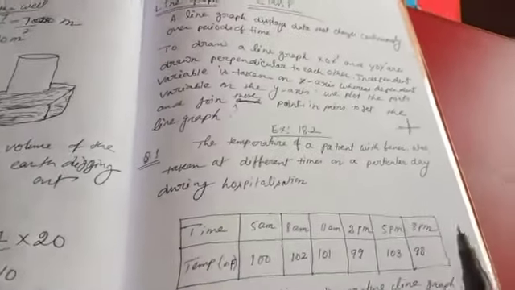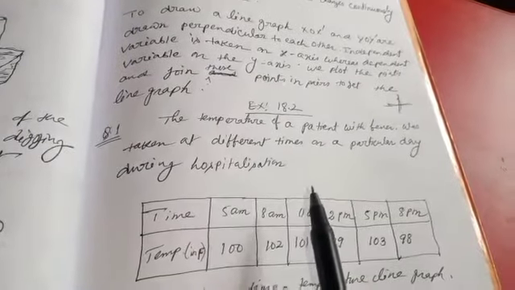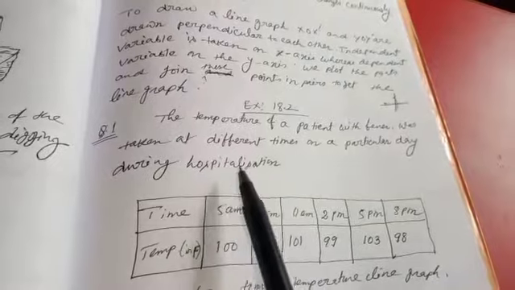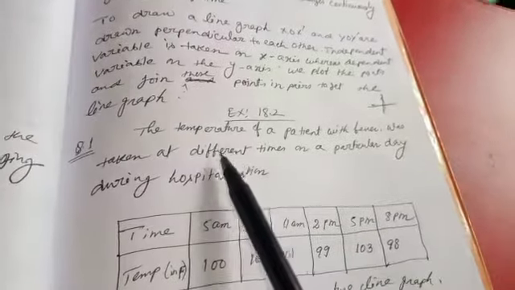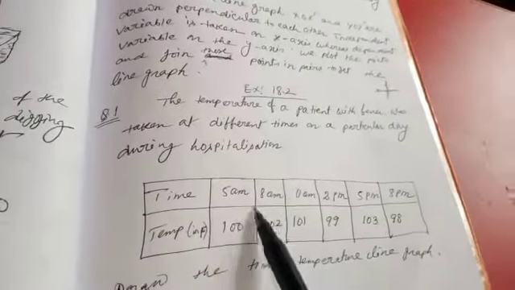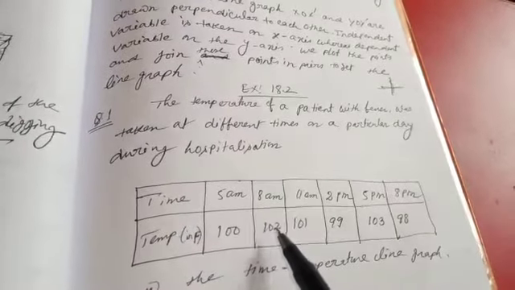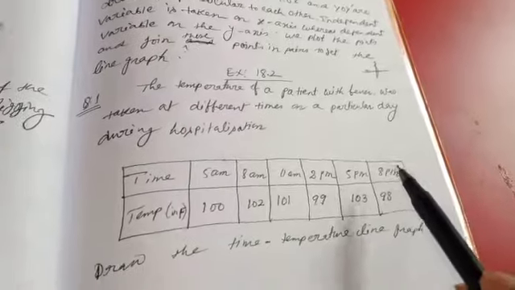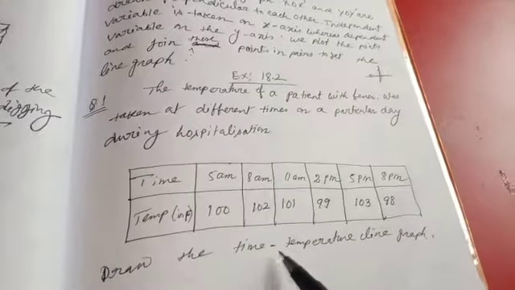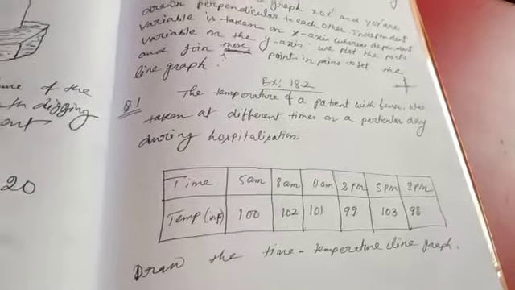Here, question number 1, exercise 18.2. The temperature of a patient with fever was taken at different times on a particular day during hospitalization. At 5 a.m. the temperature is 100, in Fahrenheit. At 8 a.m. the temperature is 102, like this till 8 p.m. Now draw the time temperature line graph. So how to draw it?